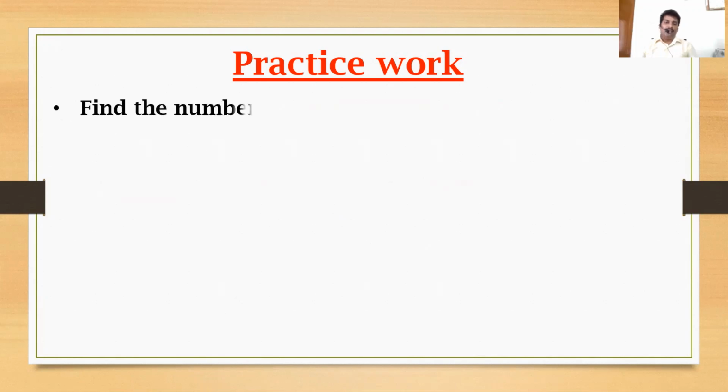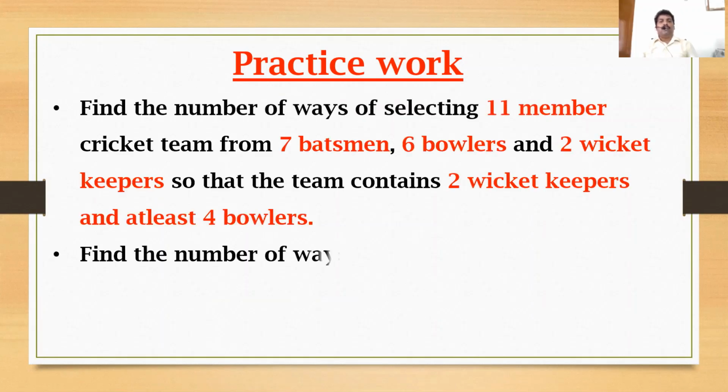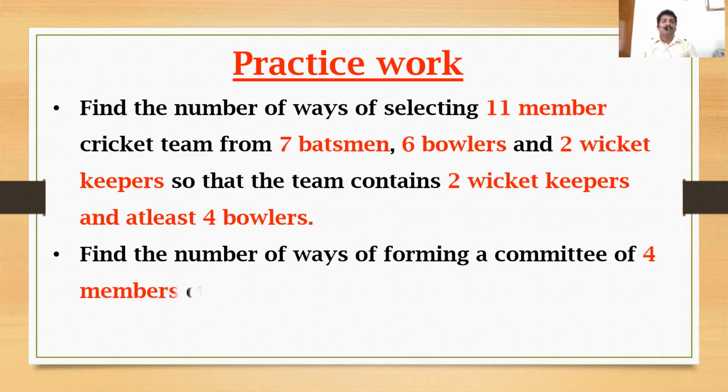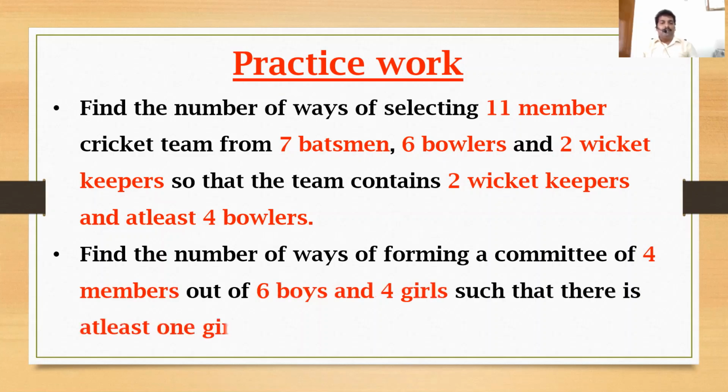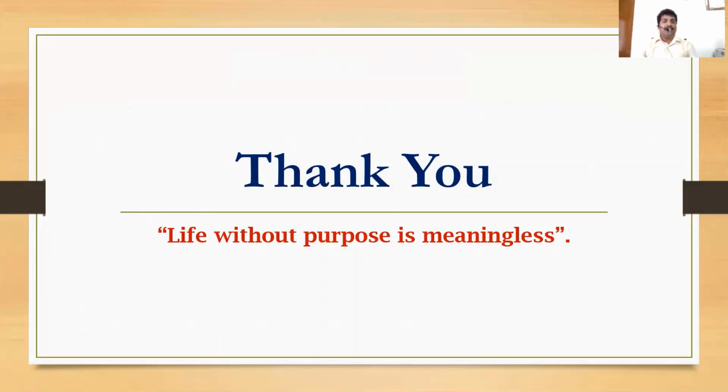Now the practice work for your combinations. Find the number of ways of selecting an 11-member cricket team from 7 batsmen, 6 bowlers, and 2 wicket keepers, so that the team has at least 2 wicket keepers. Next, find the number of ways of forming a committee of 4 members out of 6 boys and 4 girls, such that there is at least 1 girl in the committee. So whenever the given question has selecting, you should always use combination. Forming a committee or selecting members, whenever selection or forming a committee is there, you should always use combination. So this is today's session.